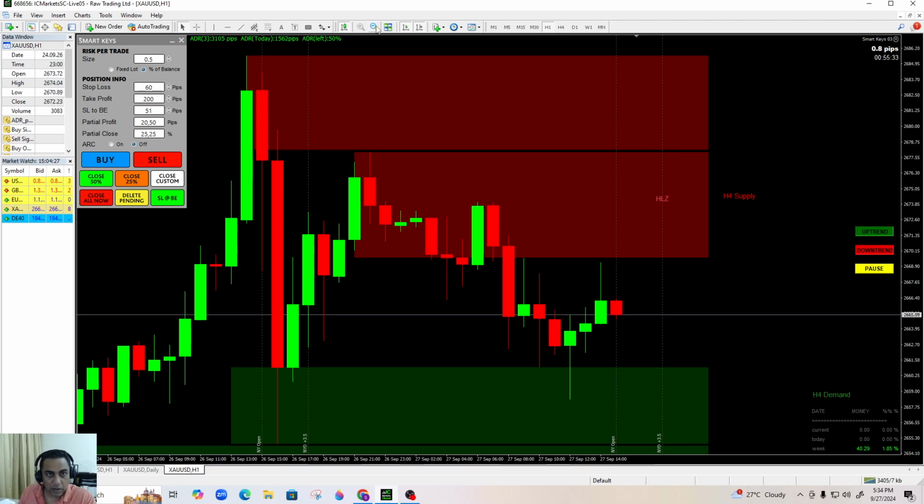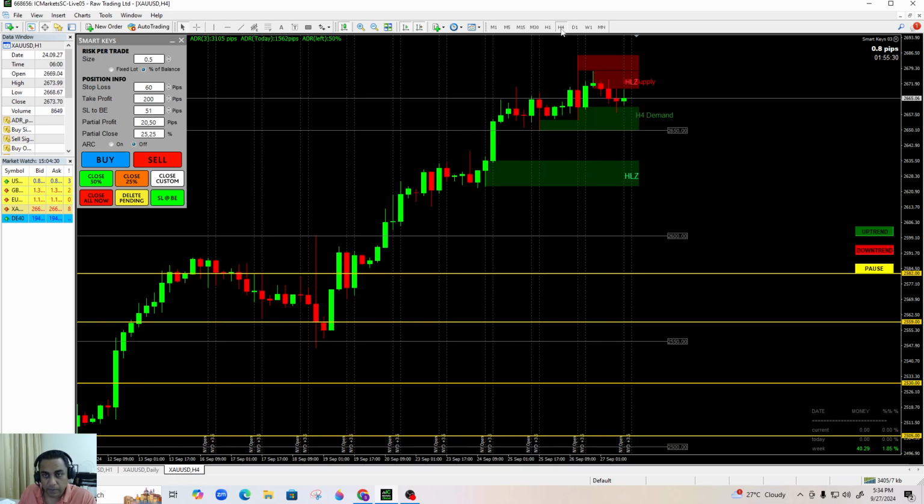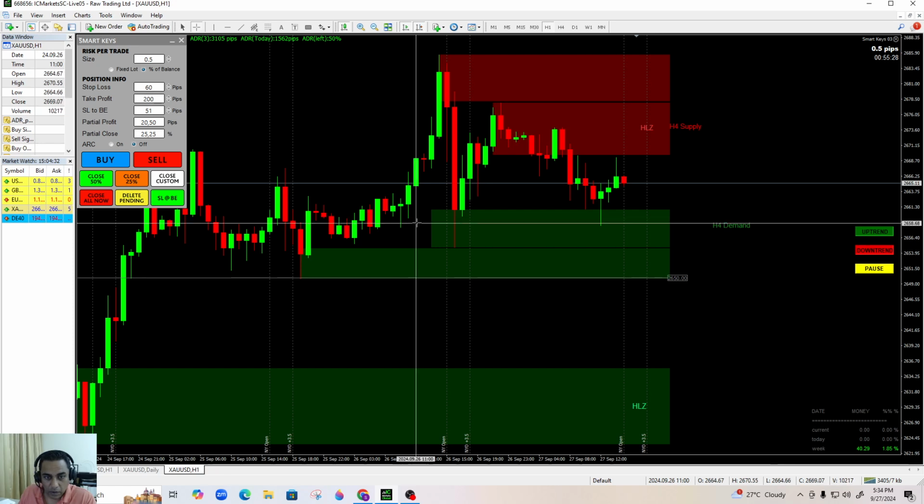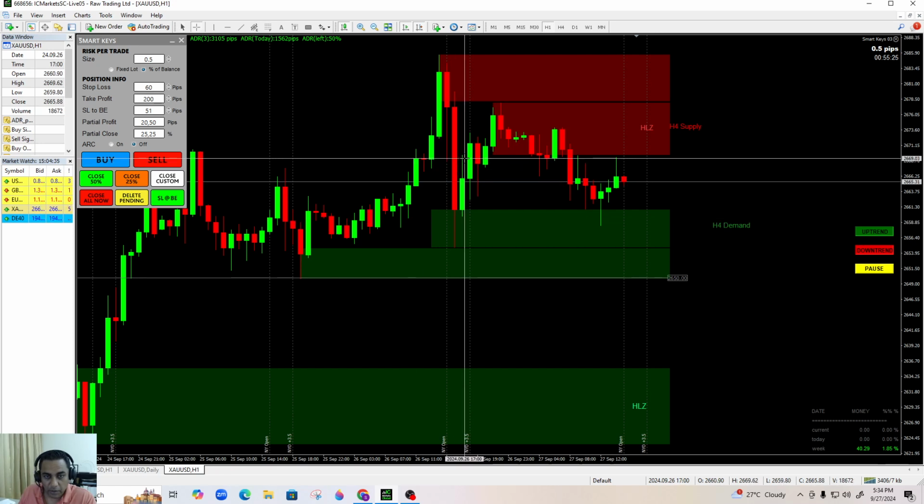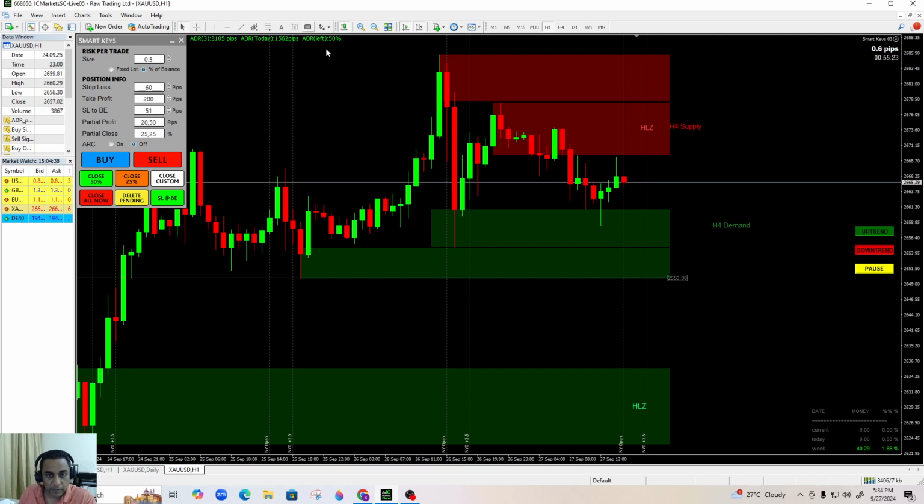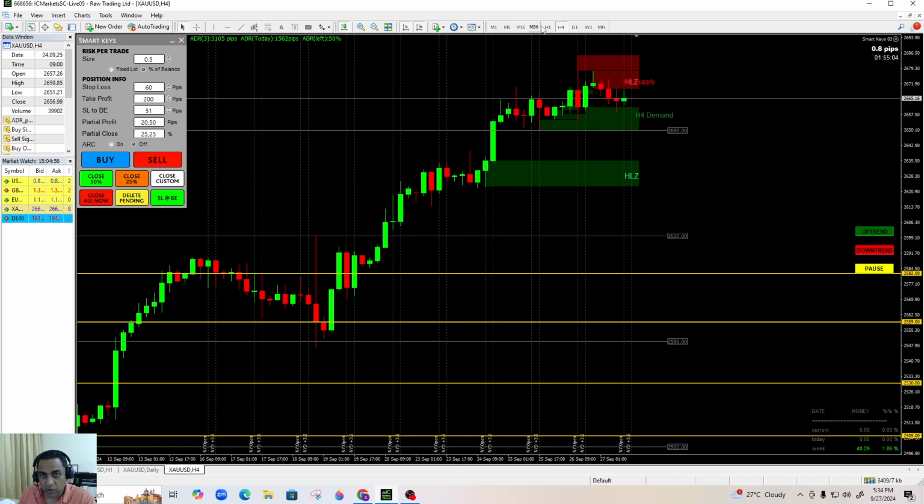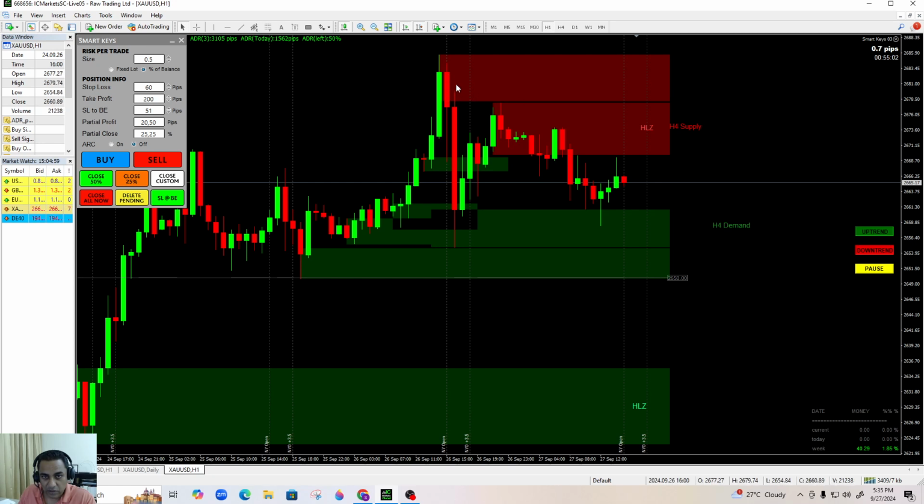This zone, did it take out anything to the left? Yeah, we had demand here. We had demand here. There's a demand there. There was demand there. There was demand here. And there was also demand here, right? So all those are visible on the H4 as well. So all of that was taken out. So this is also a high liquidity zone. So I'm going to mark that also a high liquidity zone.